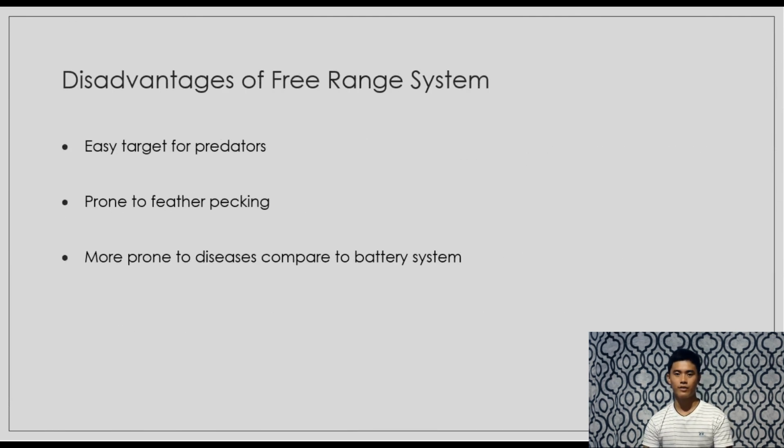Disadvantages. First, easy target for predators. Second, prone to feather pecking. Lastly, more prone to diseases compared to battery system.